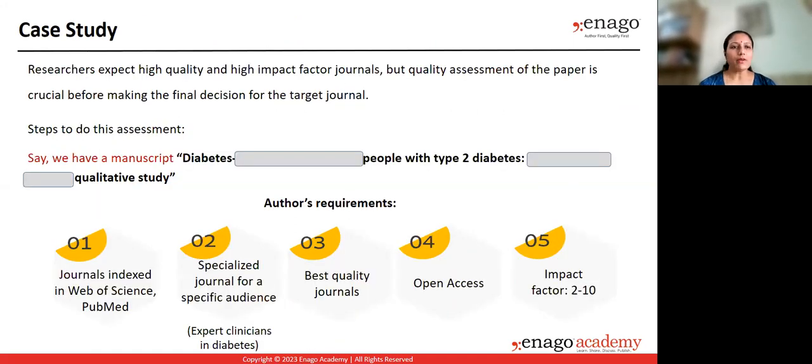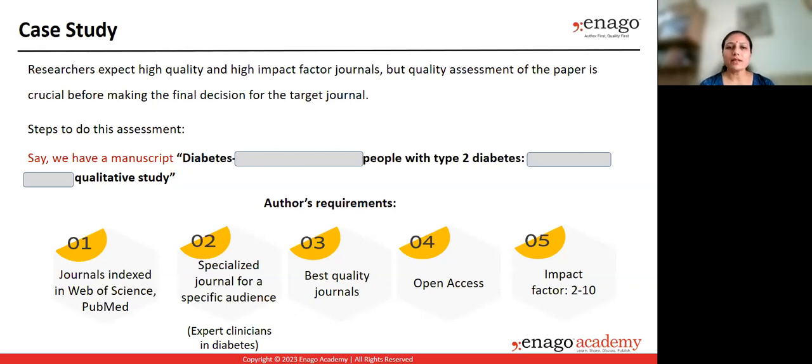At this point, we often come across researchers who expect their paper to be published in high quality and high impact factor journals. However, please note that the quality assessment of your research is a very, very crucial factor that needs to be considered before making the final decision for the target journal. In order to take you through this assessment process, we have considered a sample manuscript, the title of which shows that the paper is focused on type 2 diabetes, and it is a qualitative study. Some of the content here has been blinded from a confidentiality point of view.